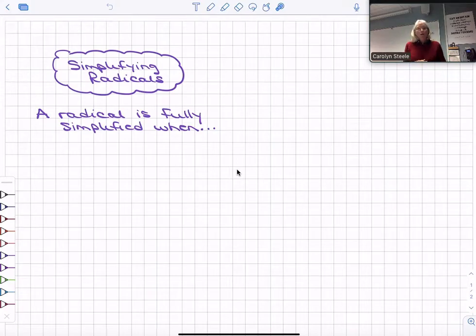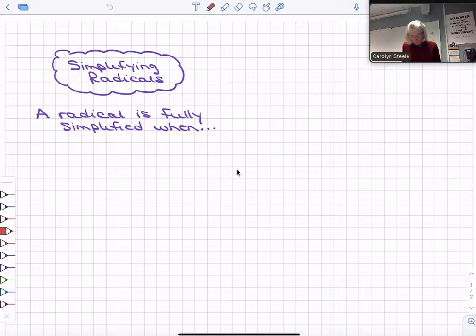Now, radicals are another type of mathematical thing that we can simplify. So in this video, we're going to walk through how we know when a radical is fully simplified. And for this, we're going to see there are three things that we need to check for to determine whether a radical is fully simplified.